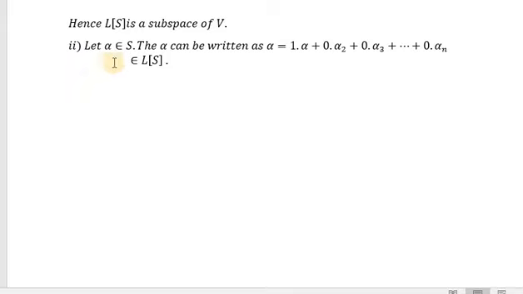Second result, let alpha belong to S, then alpha can be written as a combination of the given vectors, that is alpha is equal to 1 into alpha plus 0 into alpha 2 plus 0 into alpha 3, and so on, 0 into alpha n. Again this belongs to the linear span of S. Hence S is a subset or equal to L of S.